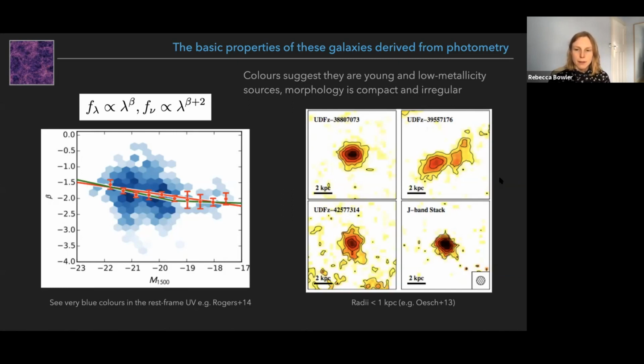We can also have a look at their sizes and morphologies in the Hubble data. What we find is that these sources are very compact, typically irregular. Mostly they are just blobs. We can just about tell that they are resolved with Hubble. Sometimes they're a bit more interesting than that, but essentially they're very compact. If you compare this half-light radius, 1 kiloparsec, to the Milky Way, for example, where it's 10 kiloparsecs or so, you can see how compact these early galaxies are.